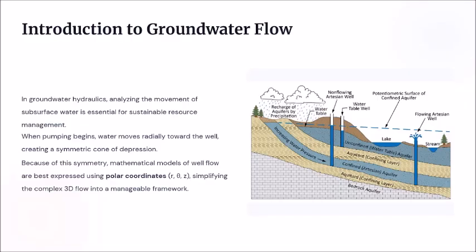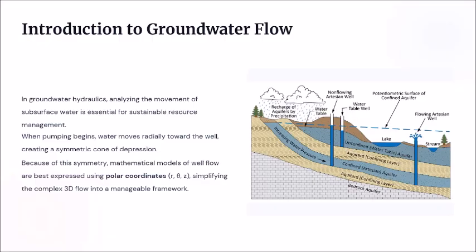Introduction to groundwater flow. In groundwater hydraulics, analyzing the movement of subsurface water is essential for sustainable resource management. When a pump is turned on, water begins to move radially toward the well from all directions. This creates a symmetric, funnel-like shape in the water table known as the cone of depression.